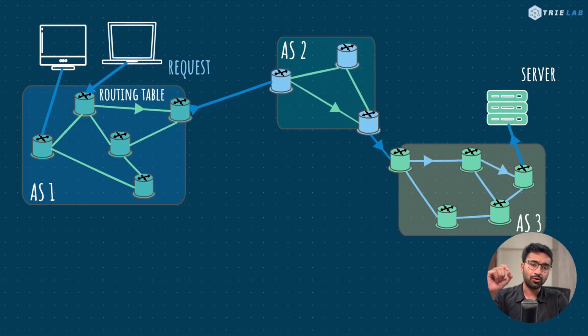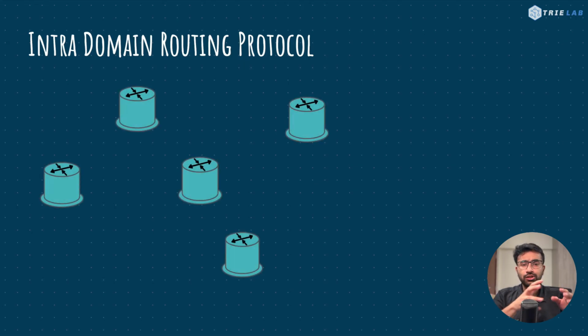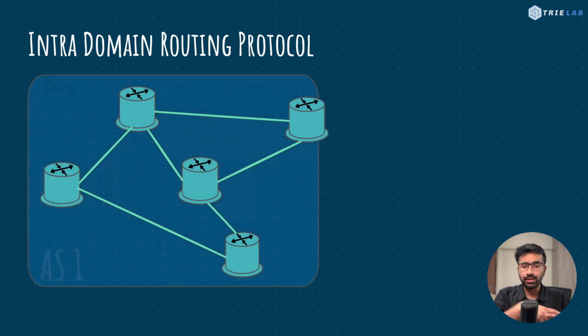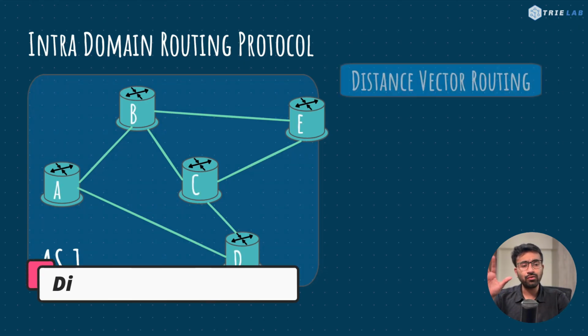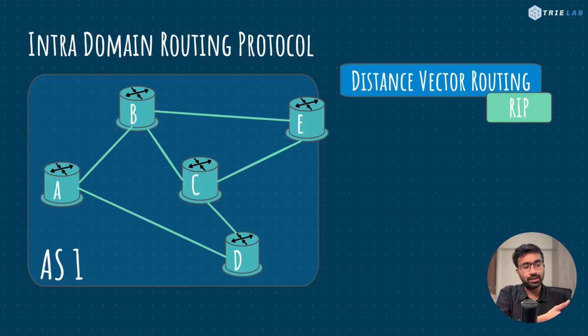Now, intra-domain protocols help routers inside a particular autonomous system create routing tables using which they can actually route packets internally. So let's look at intra-domain routing protocols. We'll discuss two intra-domain routing protocols: the distance vector routing algorithm and the link state routing algorithm. Let's start with the distance vector routing algorithm, and the practical implementation for this is the Routing Information Protocol, which actually implements this algorithm.